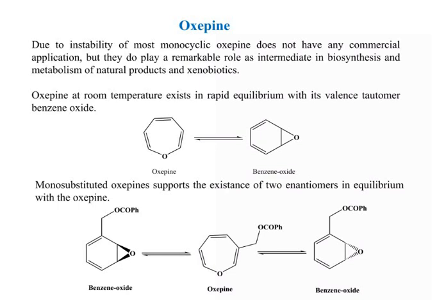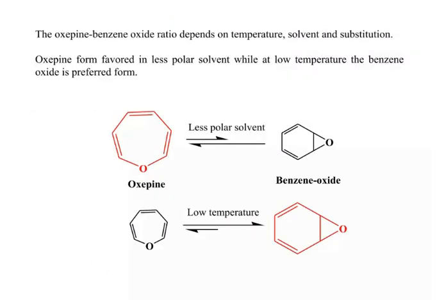Monosubstituted oxepine supports the existence of two enantiomers in equilibrium with the oxepine. Benzene oxide is under equilibrium with the oxepine, and this oxepine is under equilibrium with the benzene oxide. Now, my friend, the oxepine to benzene oxide ratio depends on temperature, solvent, and substitutions. Oxepine form is favored in less polar solvent, while at low temperature the benzene oxide is the preferred form.